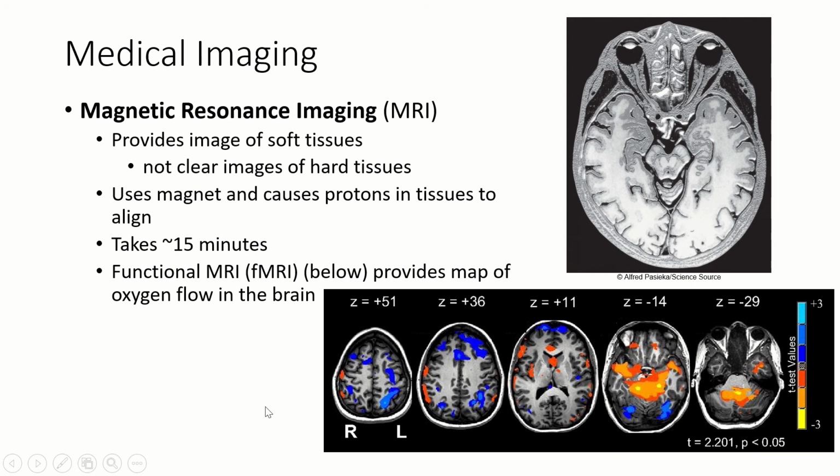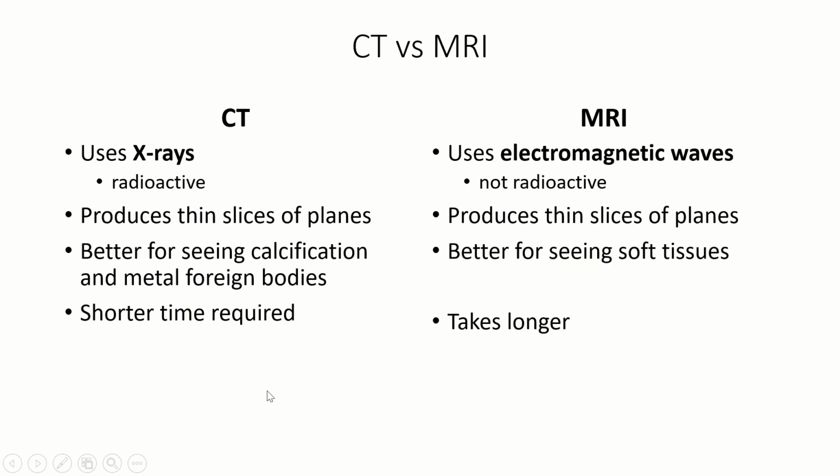So that's a very cool imaging. Now, it is really easy to get CT and MRI mixed up. Computed tomography, remember, uses X-rays. It is radioactive. MRI uses electromagnetic waves, so it is not radioactive. Both of them produce thin sections through the body that then can be put by computer back together to give us a 3D image of a body or an organ or, for example, a joint.